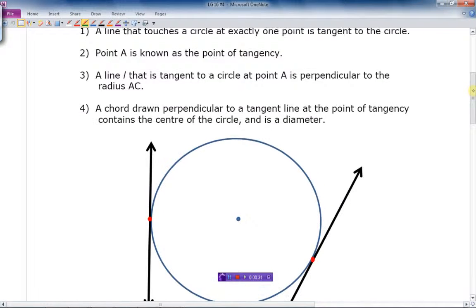Okay, what does that mean? Well, let's look at some other ideas here. Point A is known as the point of tangency. So let's just put an A here. I'll just, that little red dot there, point A, that's the point of tangency.